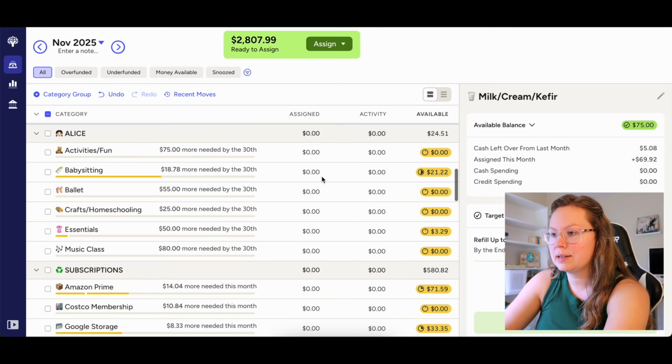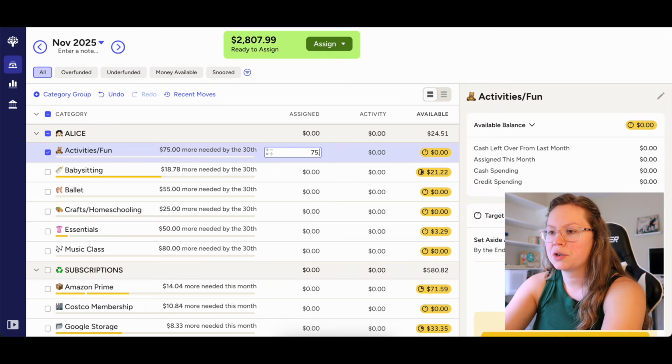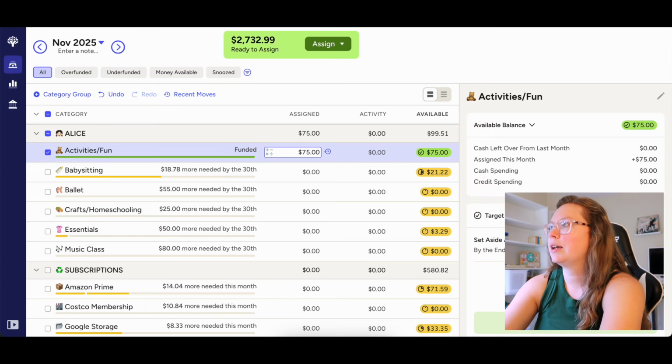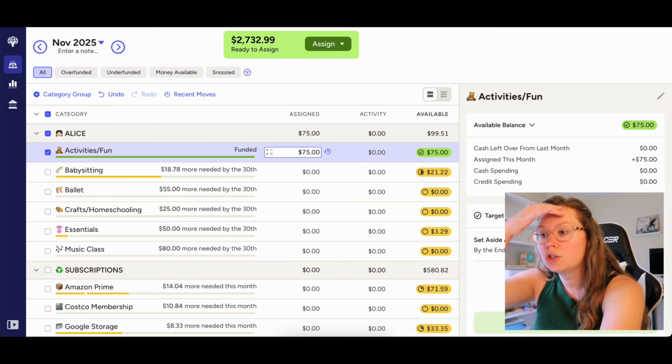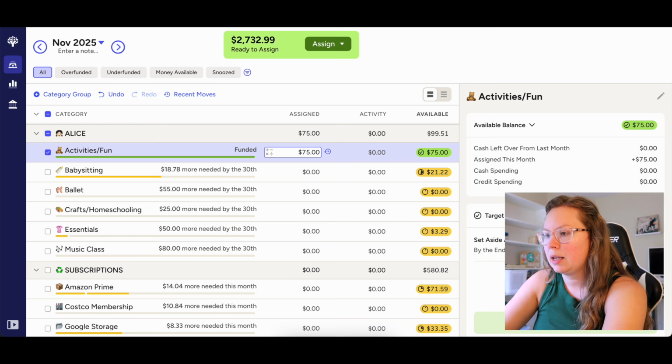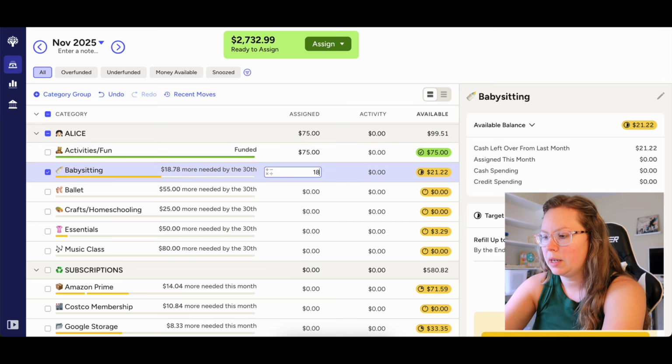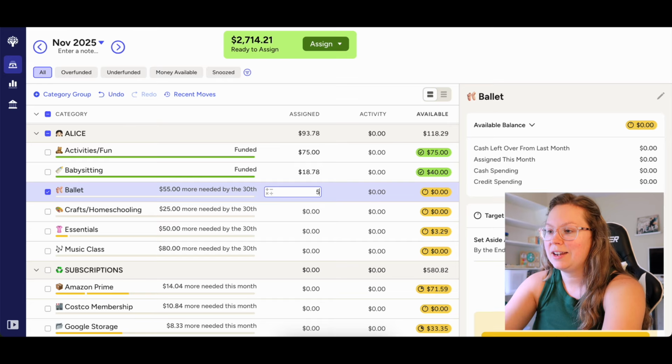Okay, then we have Alice, $75 for activities and fun. That's if maybe I needed to get more kinetic sand or something, or we go to a children's museum, or babysitting, in case me and Alvin go out on a date. Then she just started ballet.